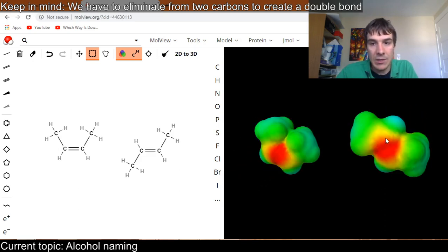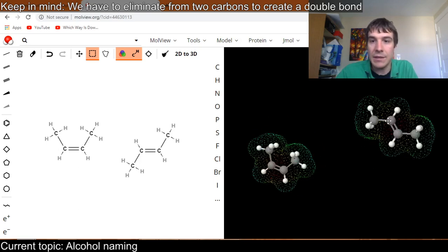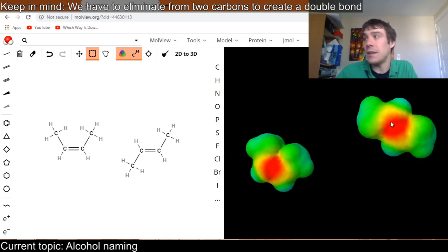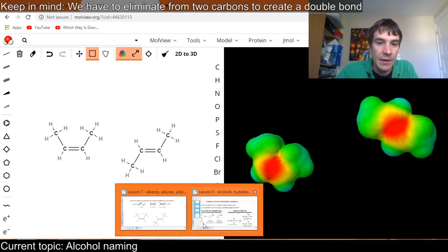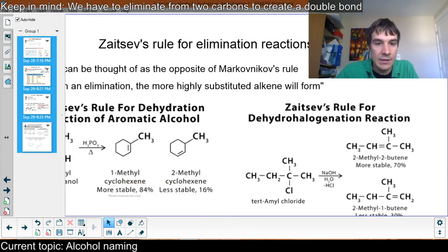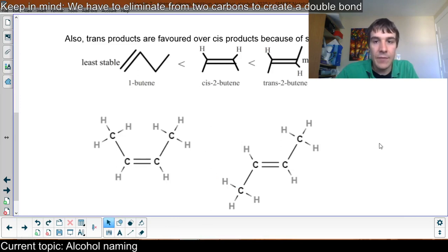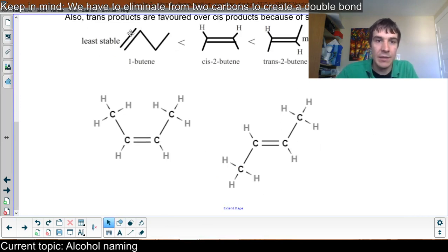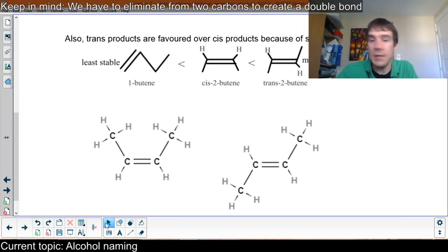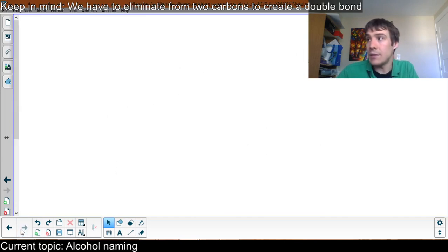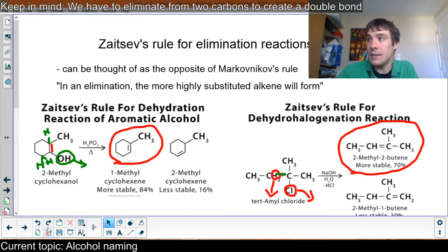You can also see how much electron density there is around that double bond. That's why things like to attack double bonds and get added across it and things like that. So that's elimination reactions, and that's why trans is favored over cis because of this thing called steric hindrance. That is elimination reactions, and that's the end.